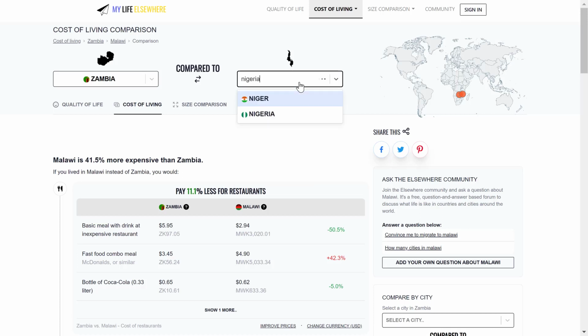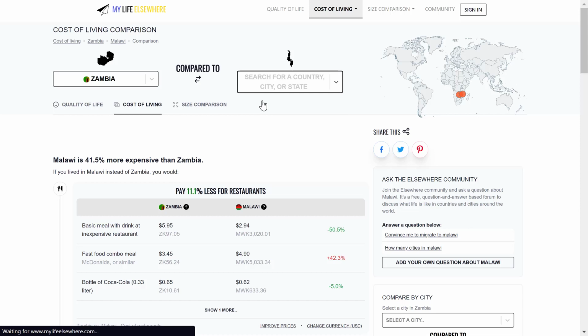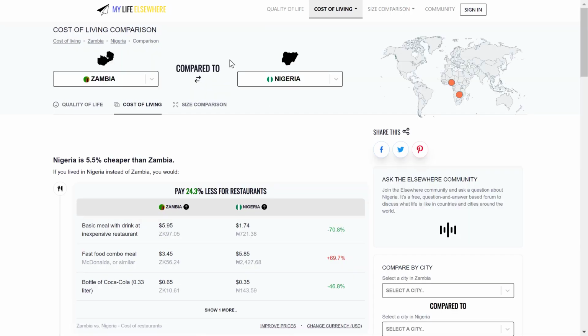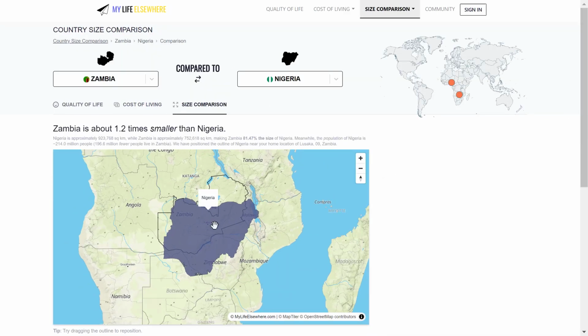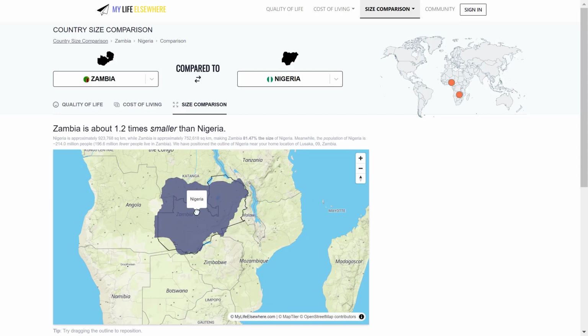Well, I'll show you one country which a lot of people do make fun of their exchange rate, but this is Nigeria. Nigeria is a very, very weird country. First, in terms of size, Nigeria is actually a large country.